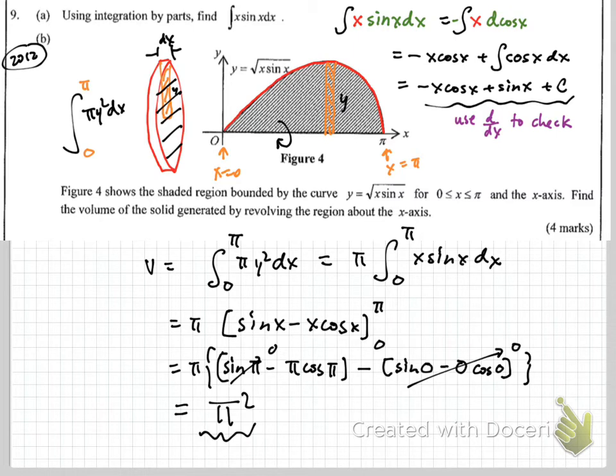So 4 marks for this question. Part A is an exercise in integration by parts, and then we apply the integration by parts result in part B. We have to set up the formula for the volume, and then we use the result in part A to get this answer. So this is a pretty straightforward question.